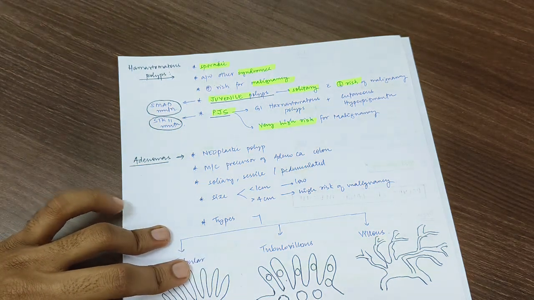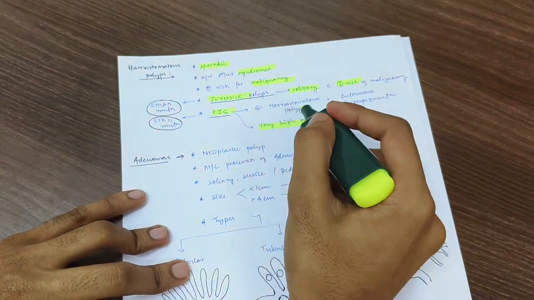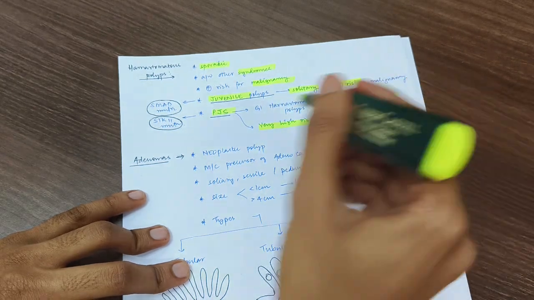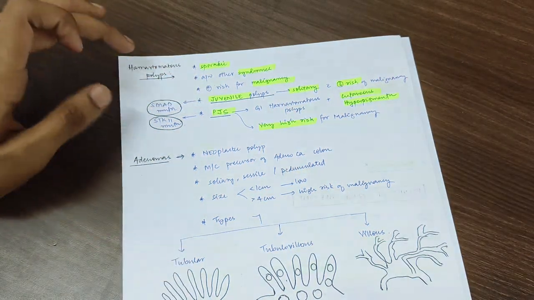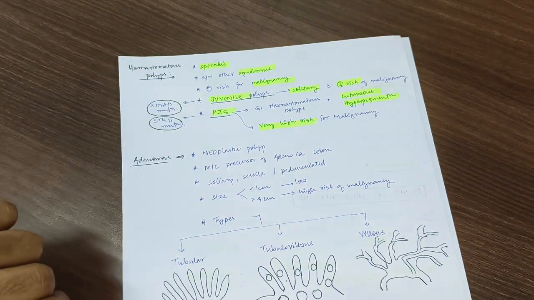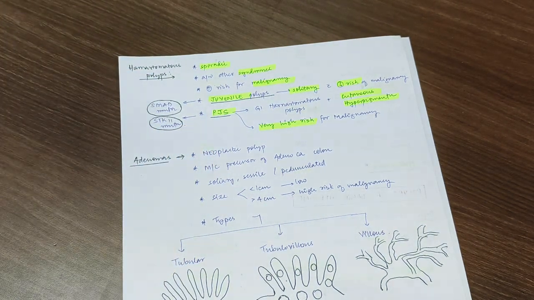What does it have? It has hamartomatous polyps in the GIT and cutaneous hyperpigmentation. Remember, juvenile polyps are because of SMAD mutation, whereas Peutz-Jeghers syndrome, PJS, is because of STK11 mutation.